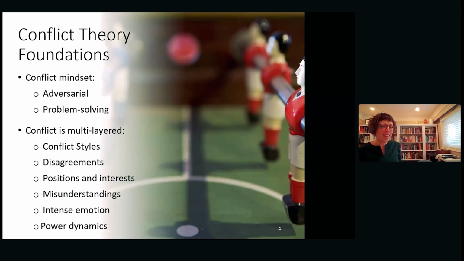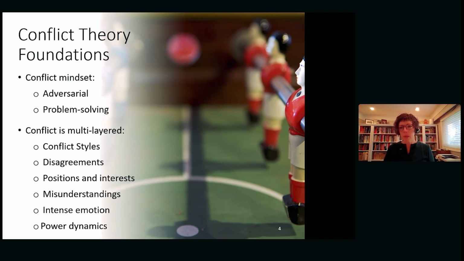So the conflict theory foundations that I want to highlight in this scenario that we are about to explore are, first of all, thinking about our conflict mindset, recognizing that adversarialism or an adversarial mindset is one way to approach conflict, but there are other ways, one of which would be from a problem solving mindset. And so how we even picture and get into the mindset of how we do conflict matters.